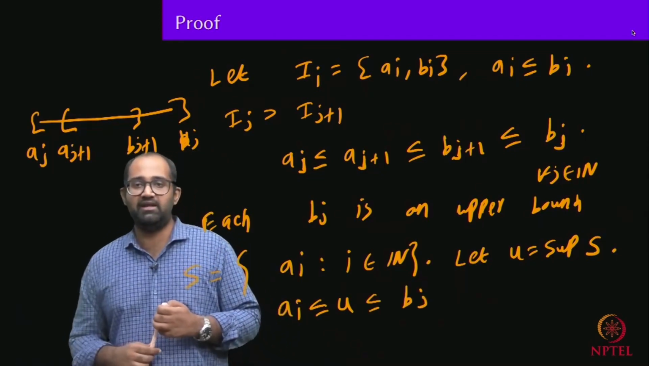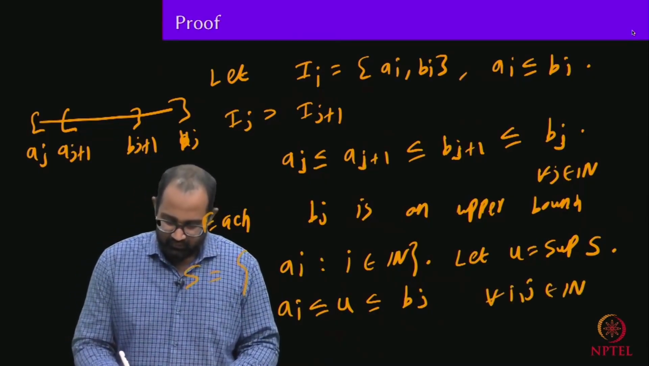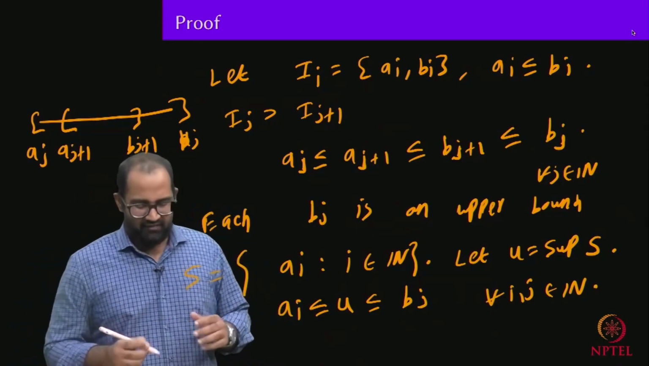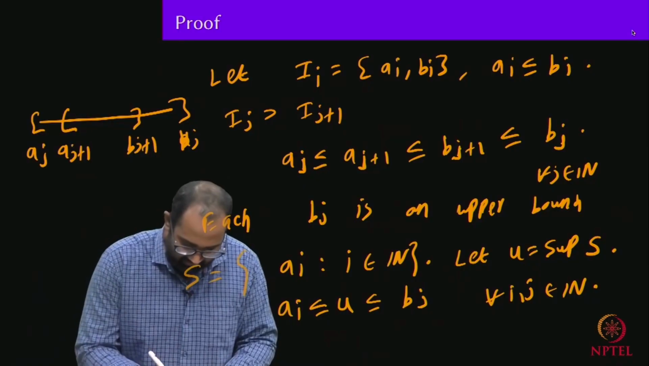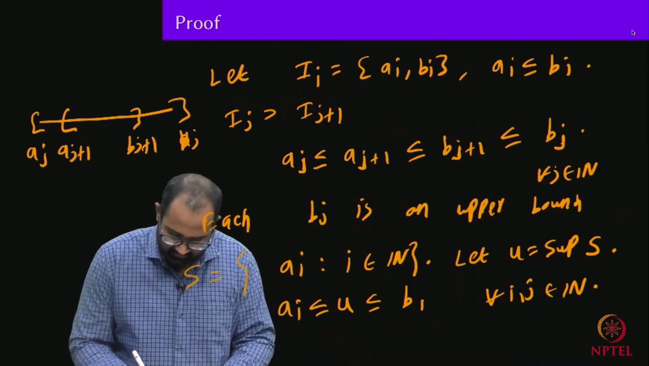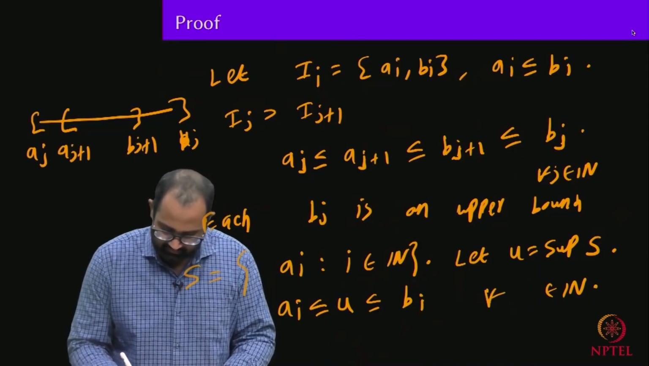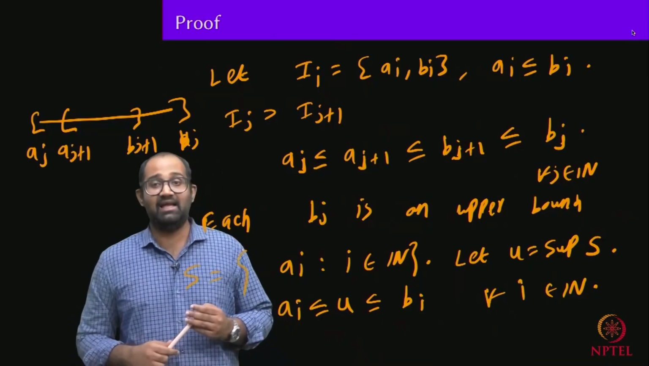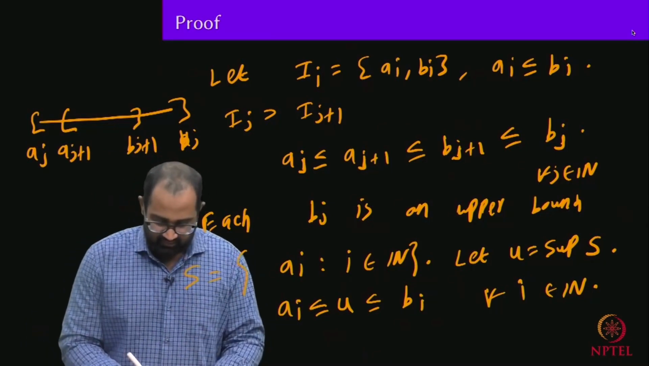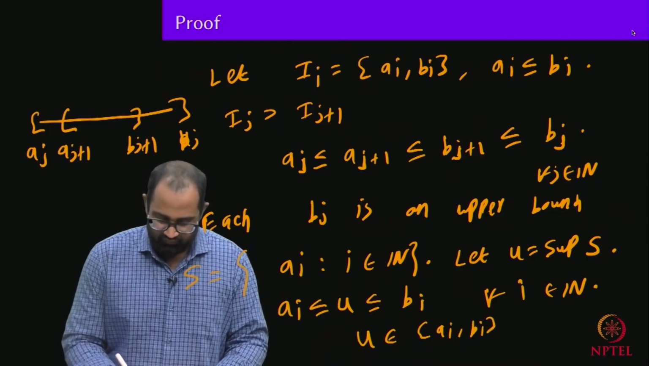Every b_j should beat u. So this is true for all i, j coming from the natural numbers. In fact, I could have just said i here. I needn't have used a different index. It makes no difference. For each i in N, a_i is less than or equal to u, which is less than or equal to b_i. This is just a way of saying u belongs to [a_i, b_i] for each i in N.